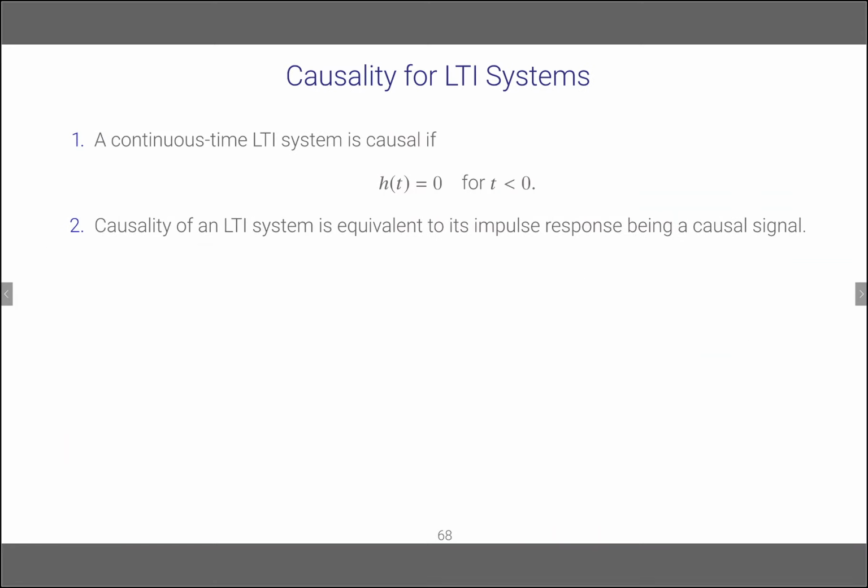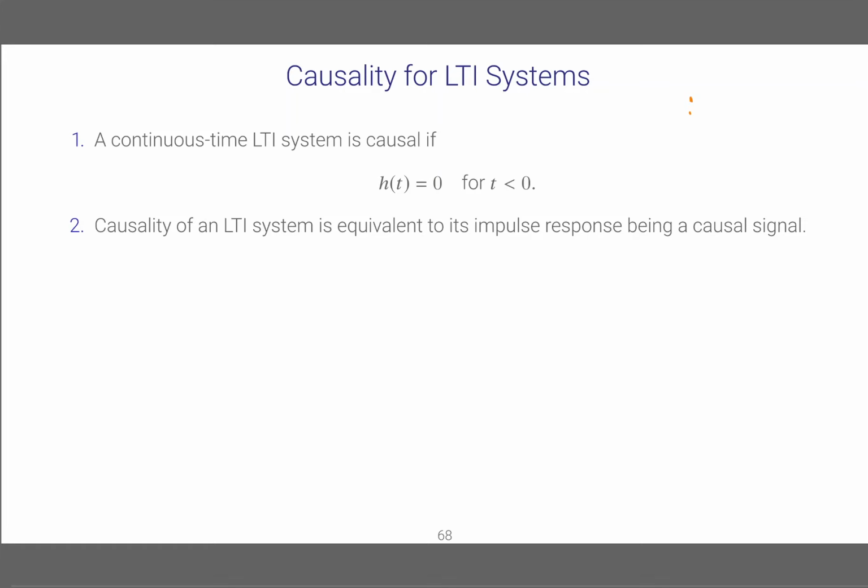So, causality of LTI systems: a continuous-time system is causal if h(t) is 0 for t less than 0. So your h(t) must look something like this; it must be 0 before t equals 0. Causality of an LTI system is equivalent to its impulse response being a causal signal.